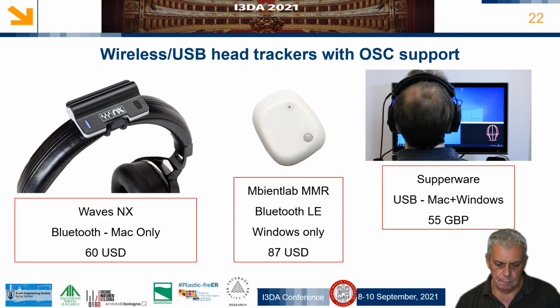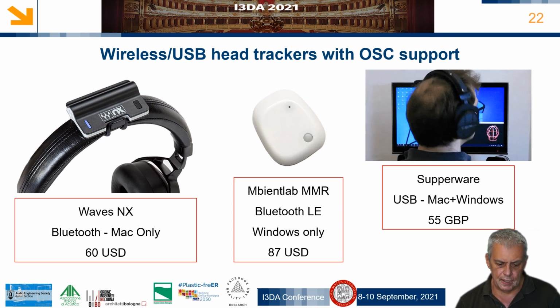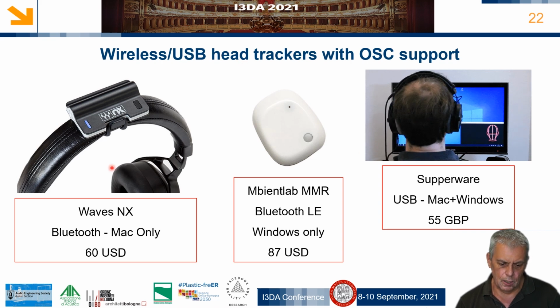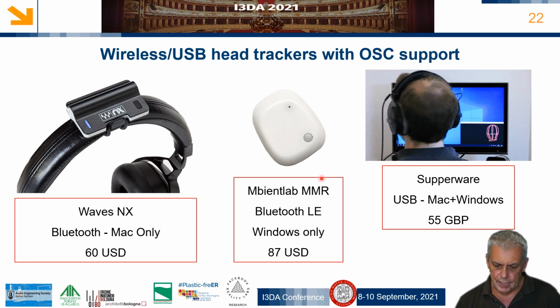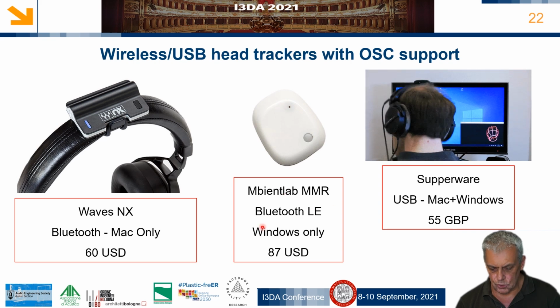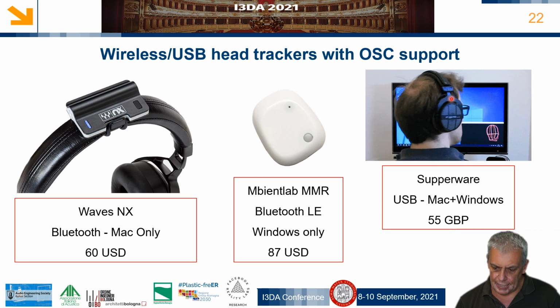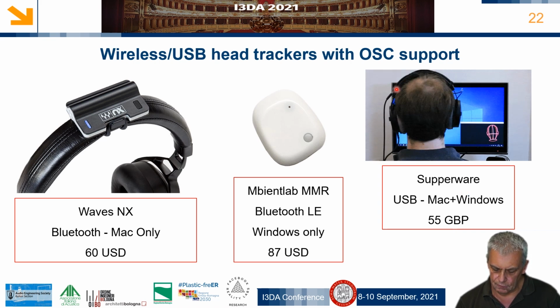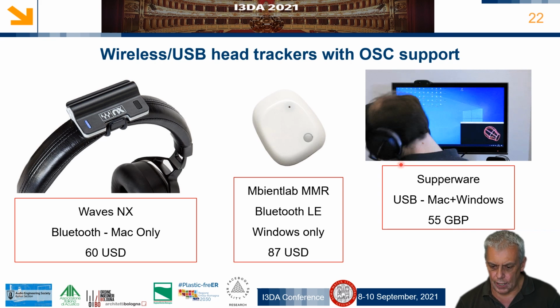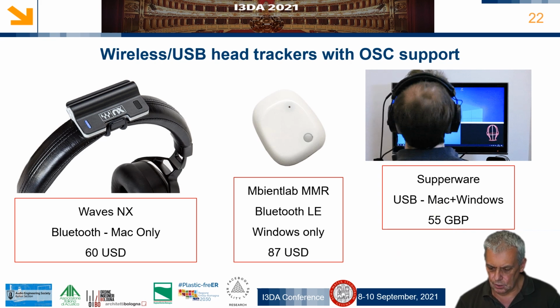Here you see 3 examples of low-cost discrete head trackers. The left one is Waves NX, the software for it only available for Mac. The central one is the Ambient Lab MMR, which is a very compact device which only has software running under Windows. And the third one is this band, which is placed over the headphones. This is wired, not wireless as the other two, and provides through USB an OSC signal both for Mac and Windows host programs.